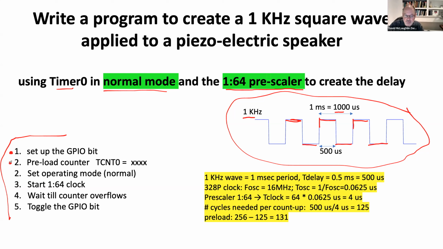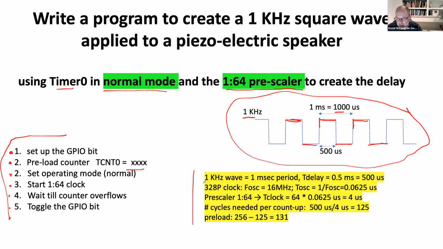We'll preload the counter, and we have to figure out what that preload value is going to be. We'll set it in operating mode. It looks like I counted twice here. It should be 1, 2, 3, 4, 5, 6. So a little typo there. But we preload the counter. We tell it to count up in normal mode. We tell it to start a clock, and the clock is going to be 1/64th of our system clock. And I'll tell you why in just a minute. We'll wait for the counter to overflow. Then we'll toggle the GPIO bit, and we'll have to clear the overflow bit, and we'll cycle again. So it's the same thing that we just talked about. Let's just take a look over here and figure out how to preload it.